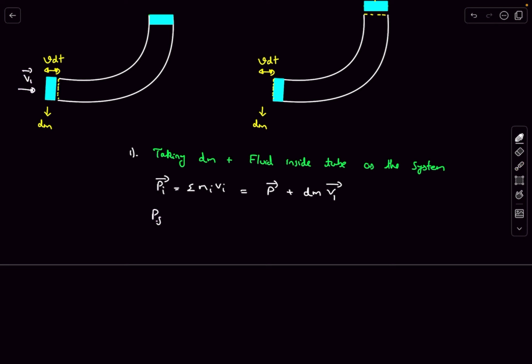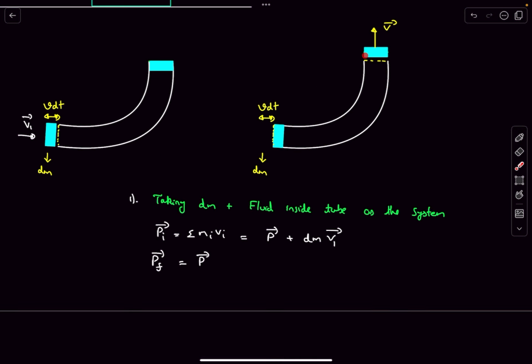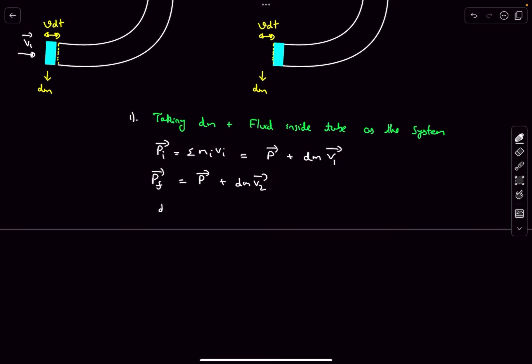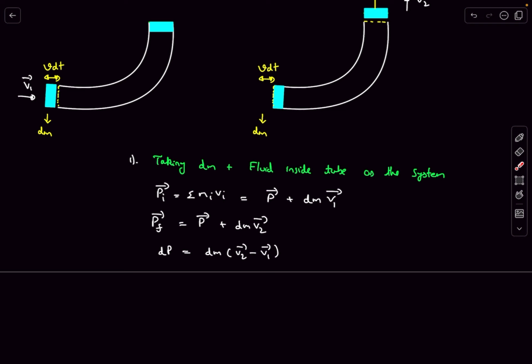Now let's talk about the momentum after dt seconds, using exactly the same idea. The momentum of the fluid inside the tube is still the same as p vector. Now the change is that our dm mass is ejected out with a velocity, let's say the exit velocity is v2 vector. So its final momentum is dm times v2 vector. So the small change in momentum dp is nothing but dm multiplied by v2 vector minus v1 vector.